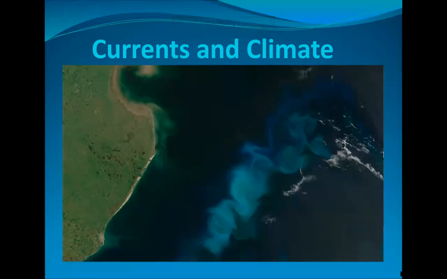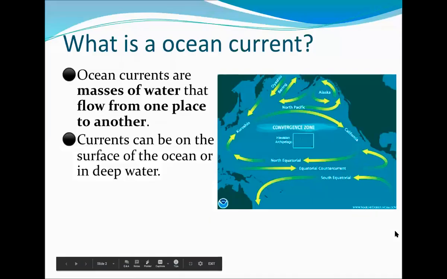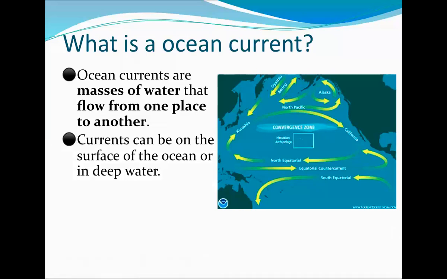All right. So today we are going to talk about currents and climate. So what exactly is an ocean current? Ocean currents are masses of water that flow from one place to another. They can be on the surface of the ocean, or they can be in deep water. And we're going to talk about the difference between the two of those.